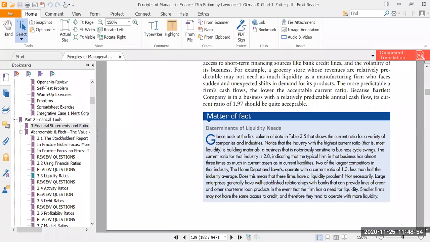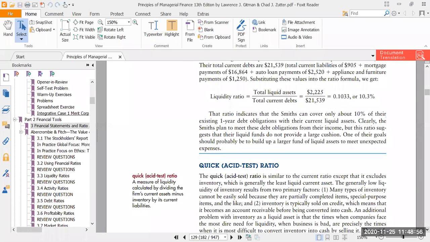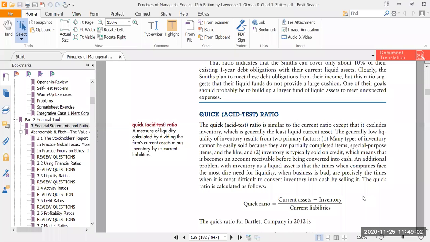Let's talk about the acid test ratio. It is also called the quick ratio. Now we are going to subtract the inventory from the current assets, as inventory is another portion which is not so current, not so liquid. You are not going to sell the inventory first and then pay off the current liabilities. That's why the quick ratio subtracts the inventory from your current assets.